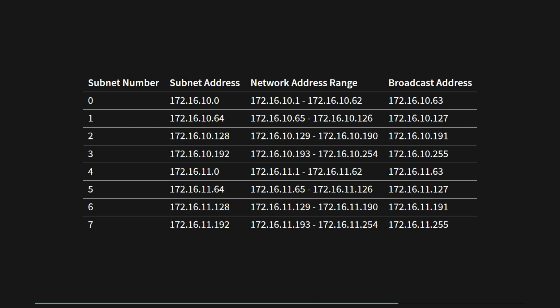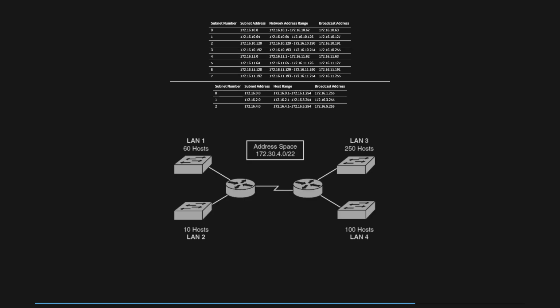For step 4, this table lists the subnets, their network address ranges, and broadcast addresses. You may have noticed that the starting address space in subnetting example 3 does not encompass an entire classful address. In fact, it represents subnet 5 from subnetting example 2. This scenario demonstrates the concept of variable length subnet masking, VLSM, which involves subnetting subnets.